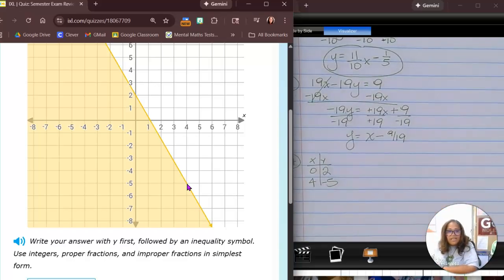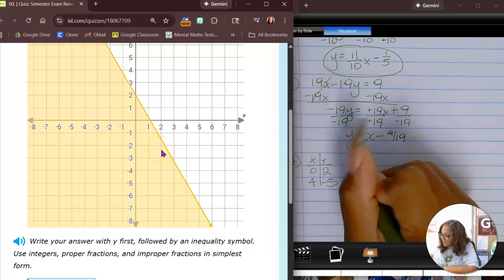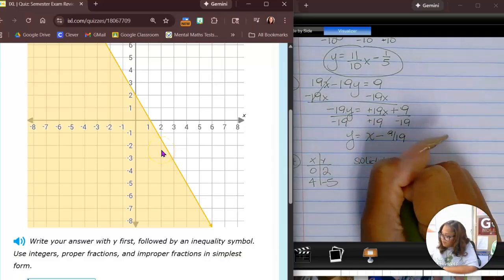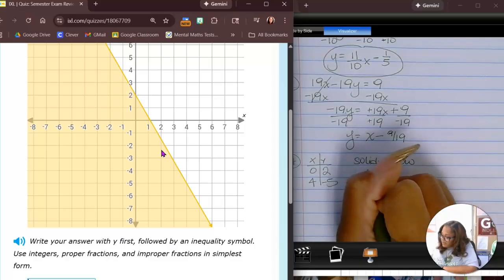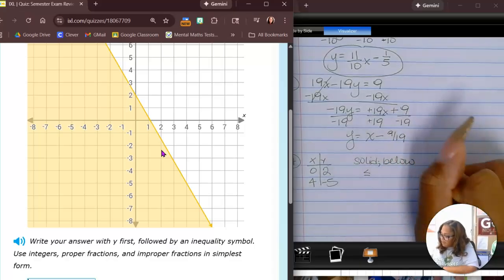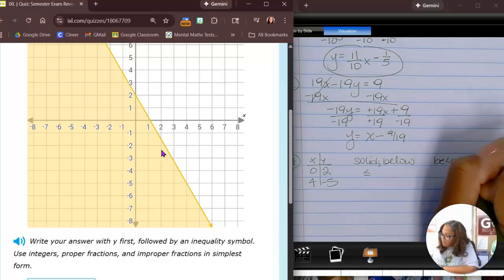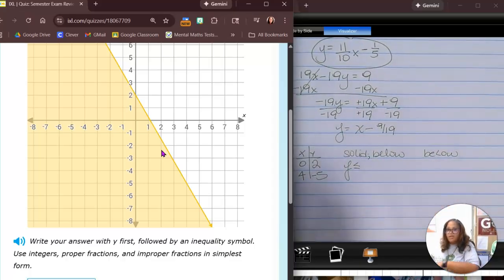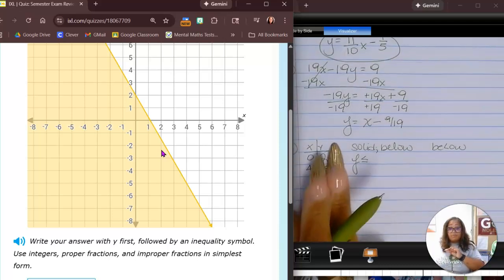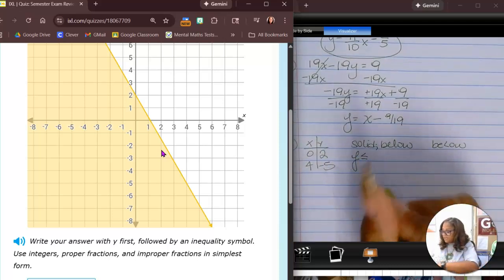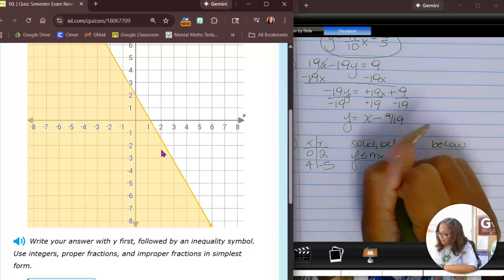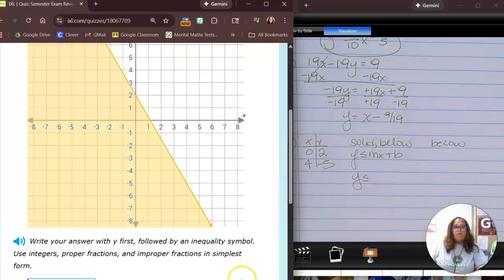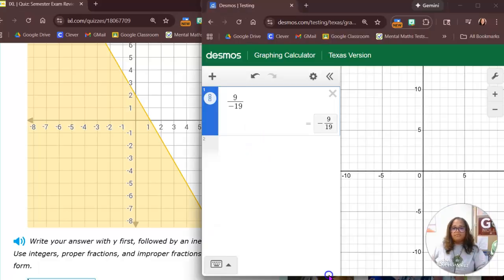And then I need to look at my line. My line is a solid line and it's shaded below. So that's less than or equal to, remember, below makes an L. So y is less than or equal to. Now I'm going to go to Desmos and put my table in so I can get my mx plus b form.